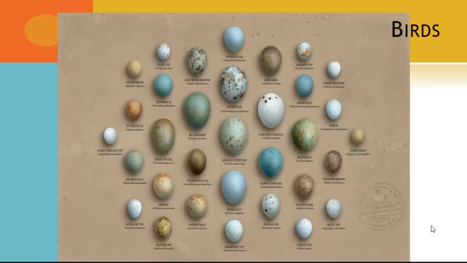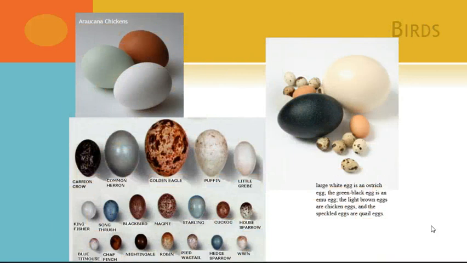And then here's a whole variety of bird eggs. Very cool stuff there. And here's more, right? They come in all sorts of different shapes and sizes. If you look at this golden eagle right here, this is going to be a pretty big egg, whereas a sparrow is going to be really not very big at all.